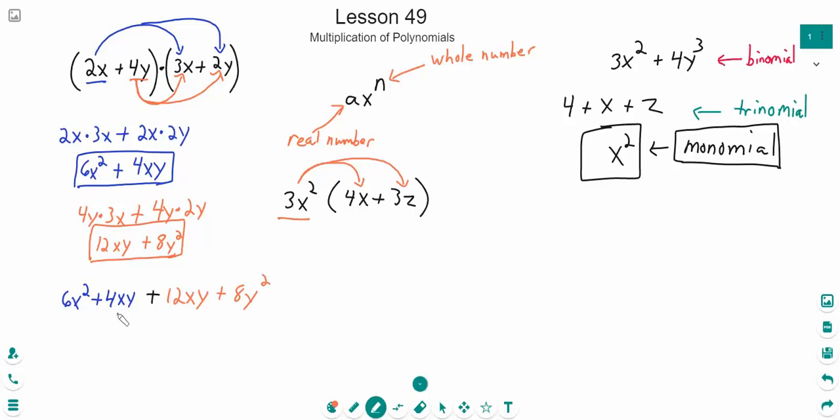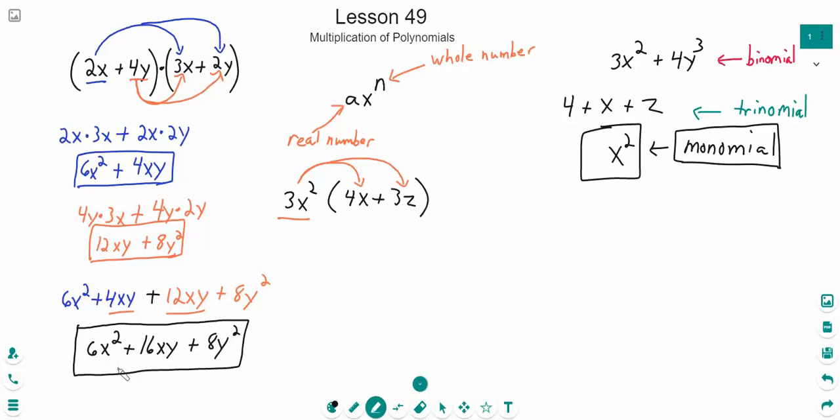And if we look at that, do we see any like terms in here? By golly, we do. There's a like term here and here, right? They're like terms, so we can add those up. So we end up with, as our answer, 6x squared. Now this 4xy and the 12xy, we can add together and we get 16xy. And then we have at the end plus 8y squared. That's all of our like terms. We can't simplify any more. So therefore, this is the solution to this binomial being multiplied by a second binomial.